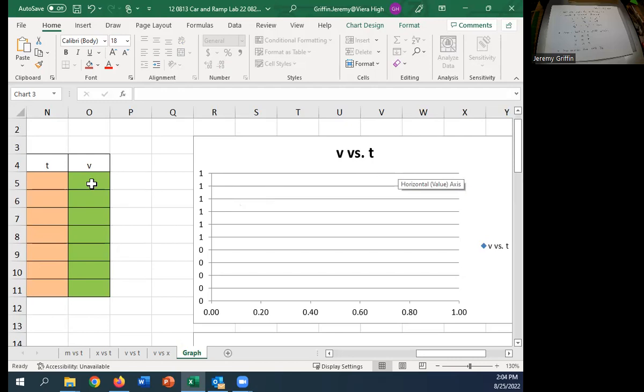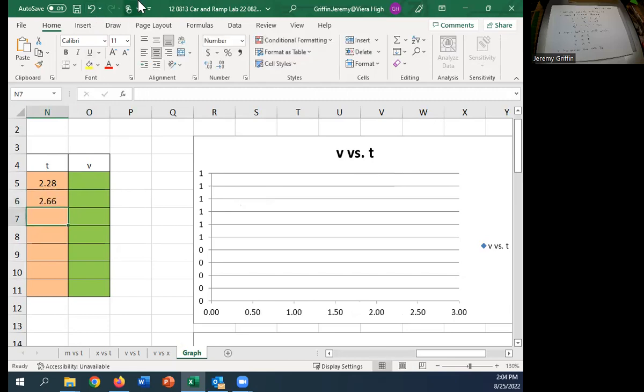Who did V versus T? Who was measuring different times and speeds? Yeah, Lily, what were your speed values? Okay, so for the first one we have 2.28 seconds. So time is 2.28 seconds, then 2.66, 2.08, 1.53, and then 1.16.